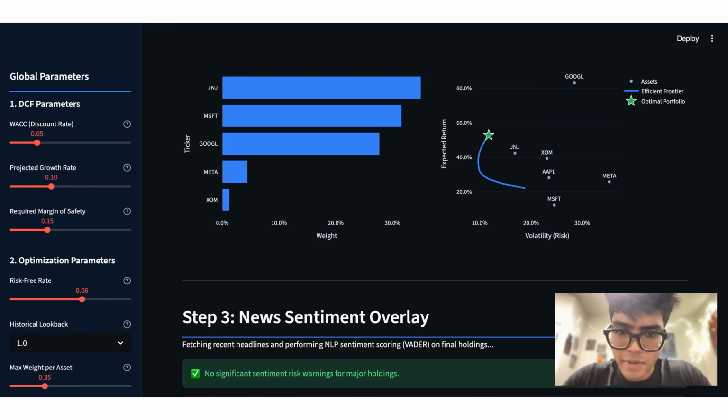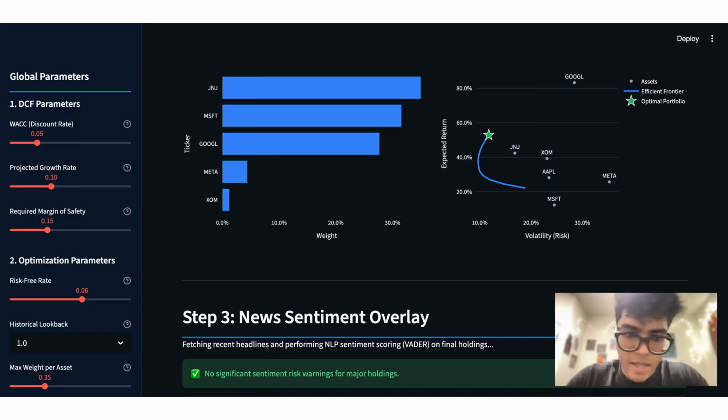You can see the efficient frontier here, the curve. It shows the set of portfolios that maximize expected return for each level of risk. Individual assets are plotted as dots. The green star is our optimal portfolio. Notice how it sits on the frontier, which means the optimization is working correctly.